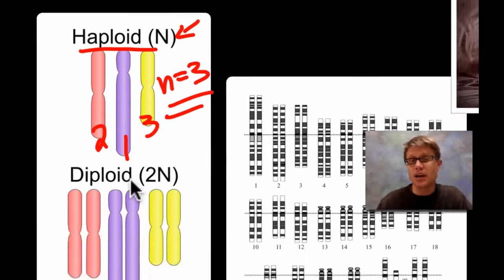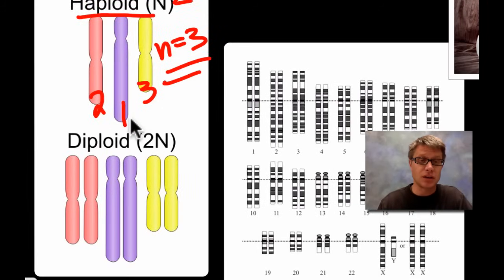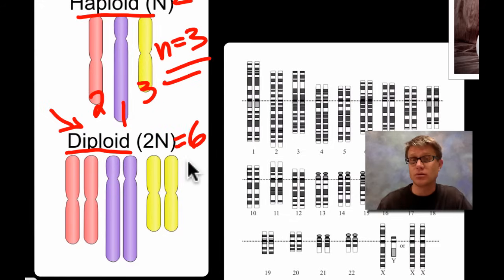A diploid cell is going to have two copies of it. In other words, it's going to have 2 of chromosome 1, 2 of chromosome 2, and 2 of chromosome 3. And so we call that diploid. And I remember di just means 2, so it has 2 chromosomes. In this case, 2n equals 6, since we have 6 total chromosomes.